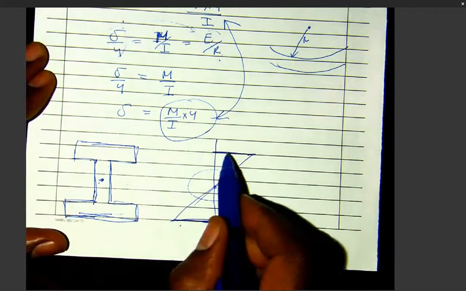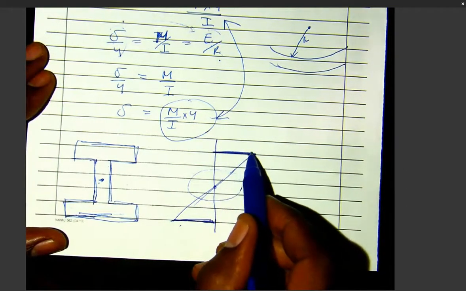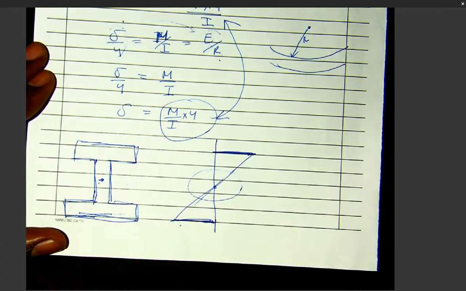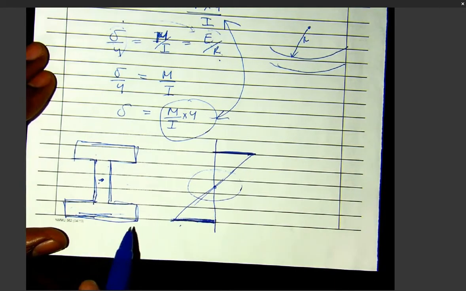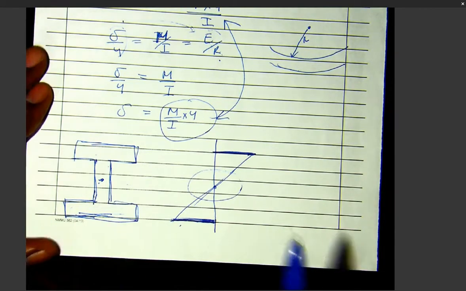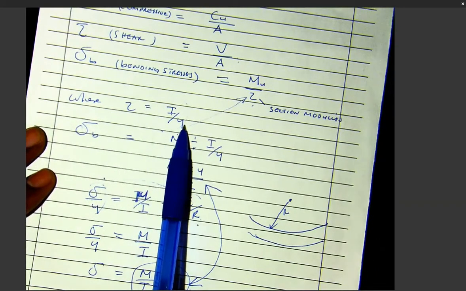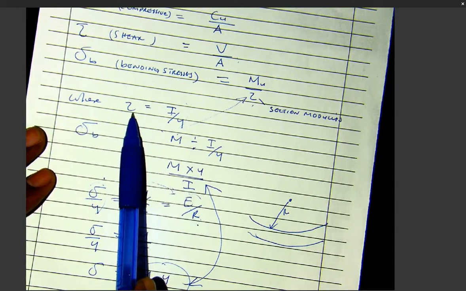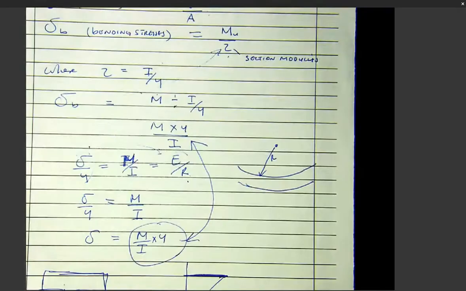So if you're calculating the stresses at the top, you must use Y upper for this section. If you're calculating the stresses at the bottom, you must use Y lower, or you must calculate your Z upper or Z lower. So obviously to calculate Z upper, you're going to use Y upper there. To calculate Z lower, you're going to use Y lower here. So that's all you're going to do.